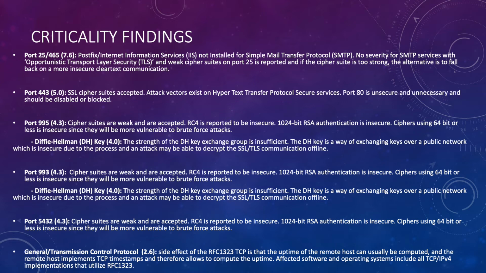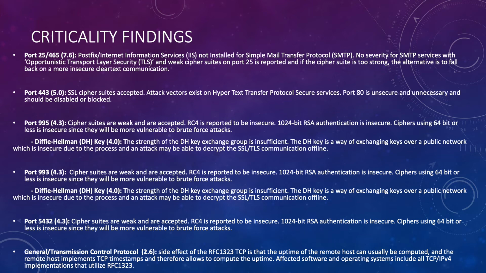And for the last medium critical vulnerability is the DH key, which has a score of 4.0. And the strength of the DH key exchange group is inefficient. And the DH key is actually a way of exchanging keys over a public network, which is insecure due to the process happening over an insecure channel. And an attacker may be able to decrypt the SSL TLS communication offline.